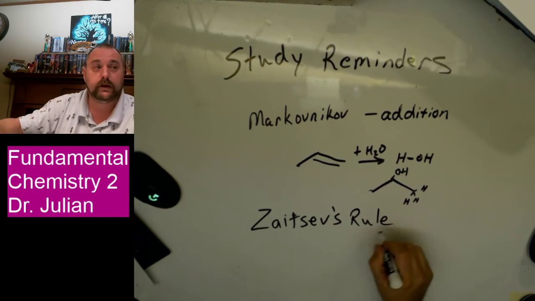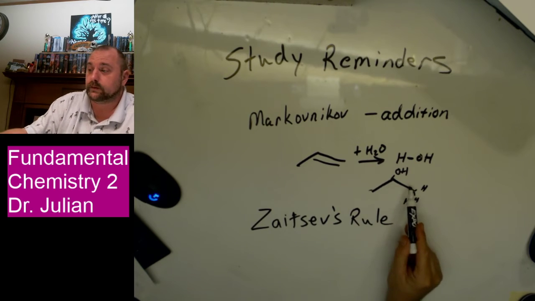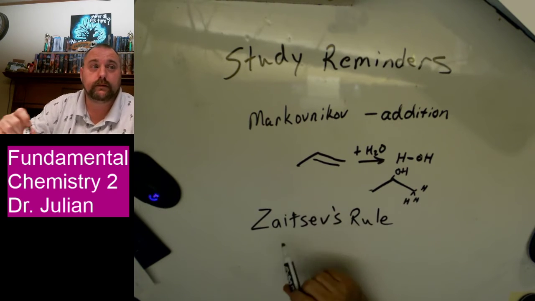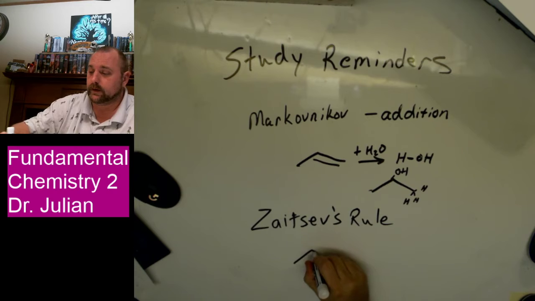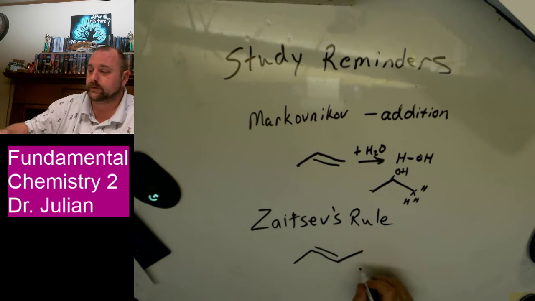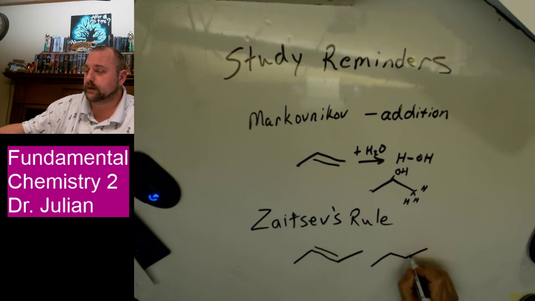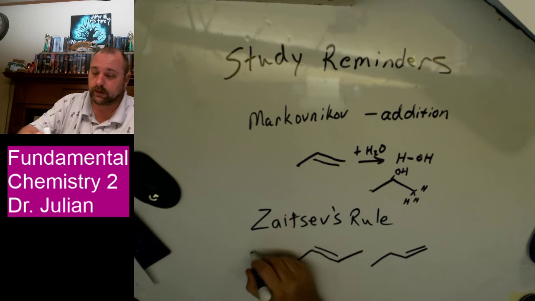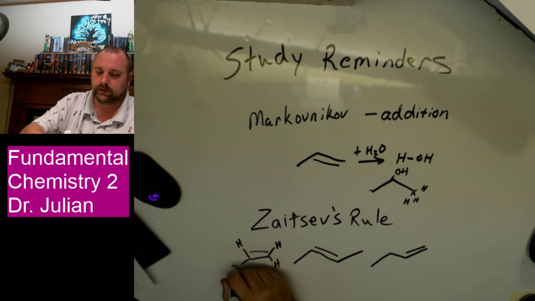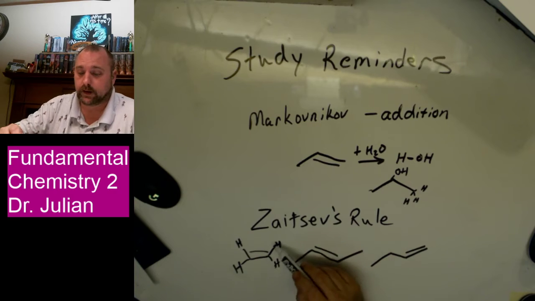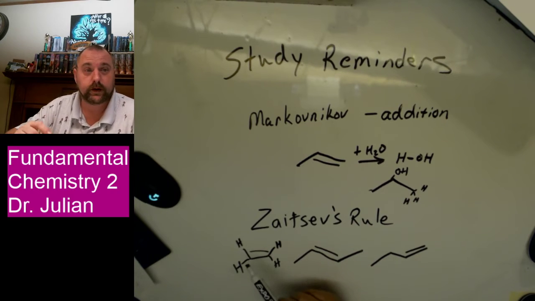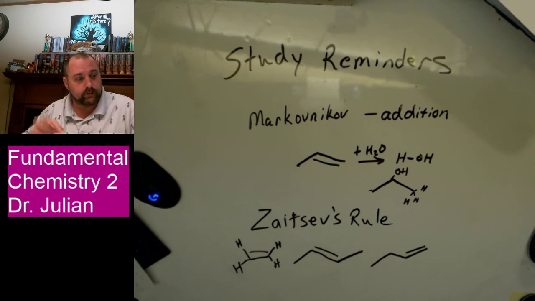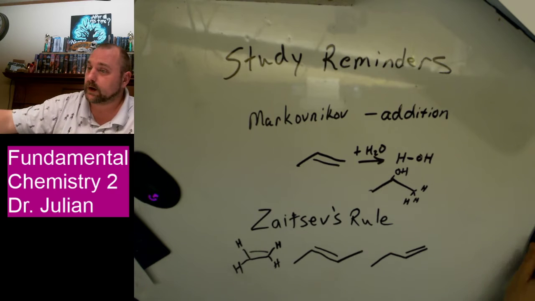Remember Zaitsev. Zaitsev's rule. He said, if you're going to reverse this and you're going to have a choice in double bonds, the more highly substituted double bond is better than the less highly substituted. And when we say substituted, we're replacing these H's, and that's the substitution we're looking at. So we want to remember all of those kinds of things.